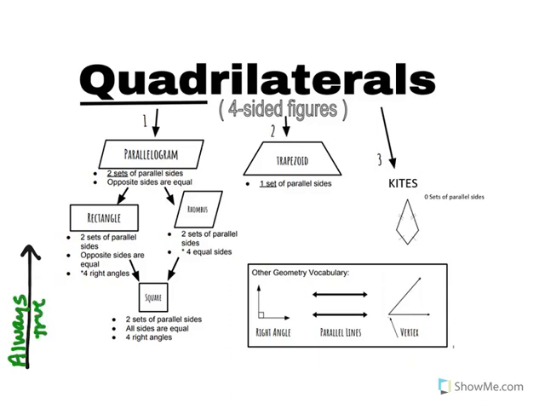Here's what I mean. If I look at a square, it comes from rhombus and rectangle. So if I start at square and go to rhombus and rectangle, a square is always going to be considered a rhombus or a rectangle because it is a specific type of rhombus and rectangle. And because a square can be called a rhombus or rectangle, we can also call it a parallelogram, because rhombus and rectangles are parallelograms.